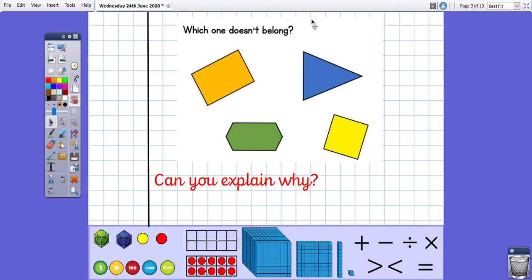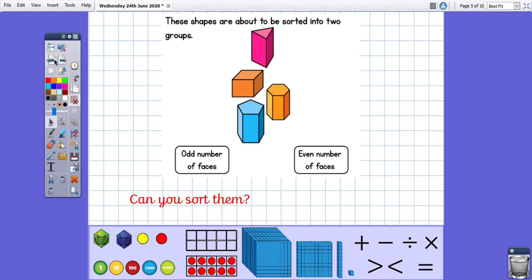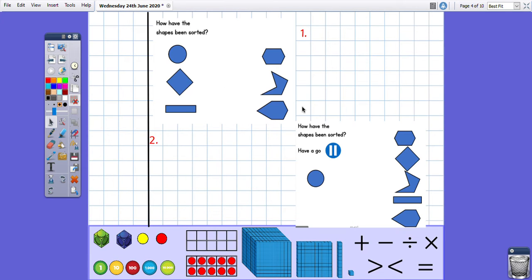Which one of these shapes doesn't belong, and can you explain why? So there's your first challenge of the day. Look at these 4 shapes, tell me which one doesn't belong and explain why, okay? Well done for having a go at that. We are now sorting some shapes.